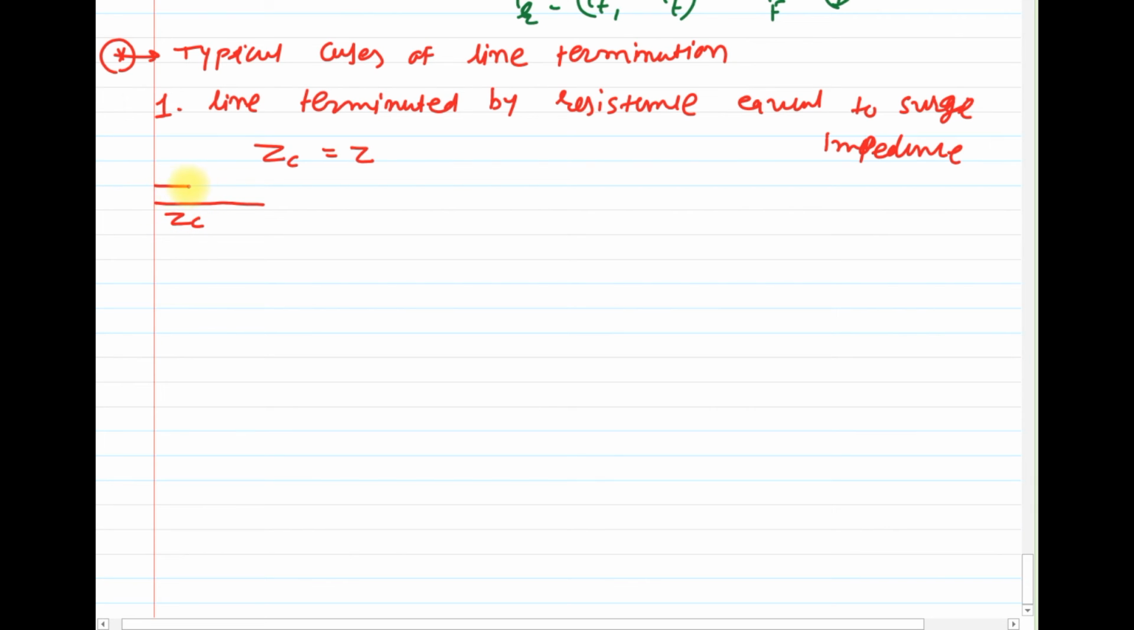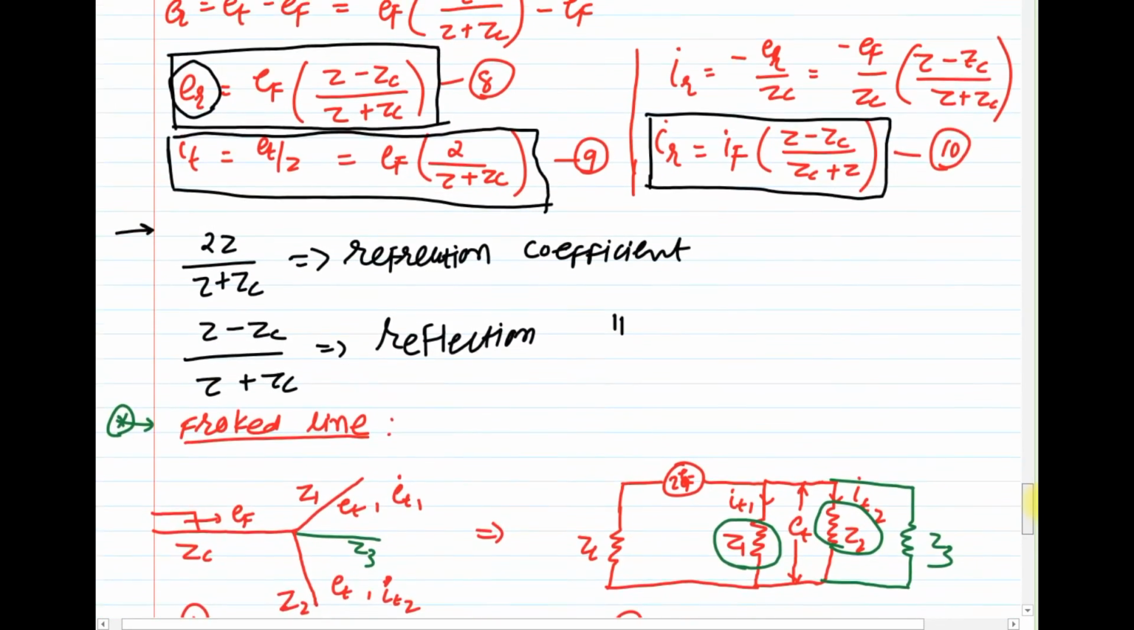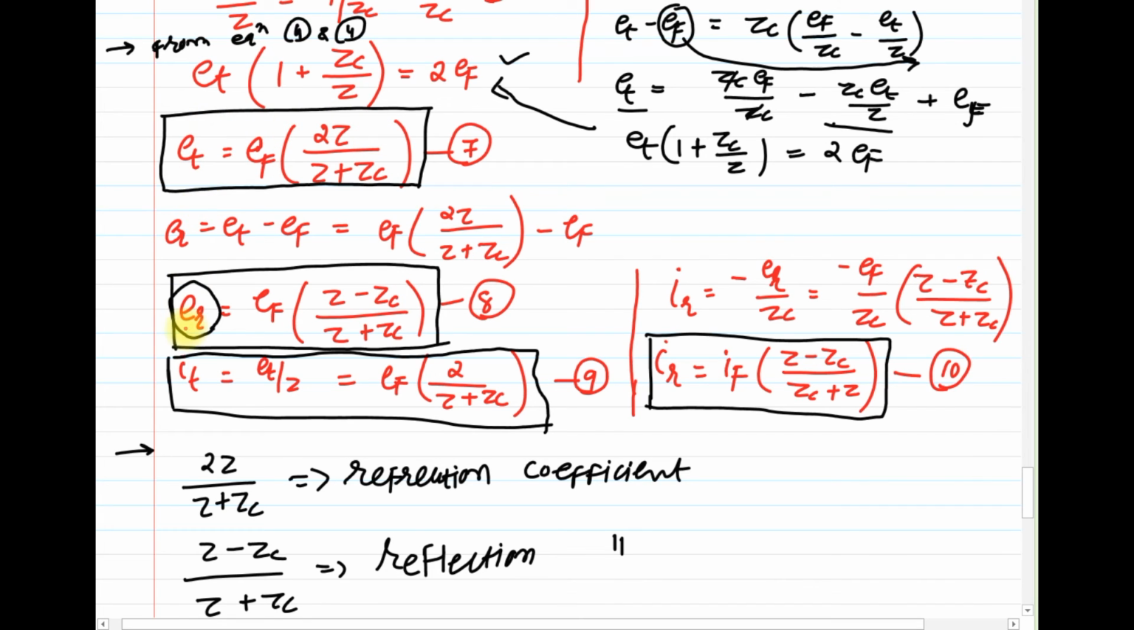Yes, the surge impedance ZC of the transmission line, which is terminated by the Z. So let us consider both the values of ZC and Z will remain the same. That means the characteristic impedance is equal to the line termination impedance. So just you have to calculate the ET, ER, IT and IR. Okay, let me use this calculation equation.